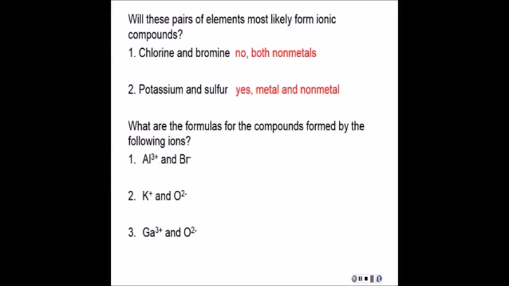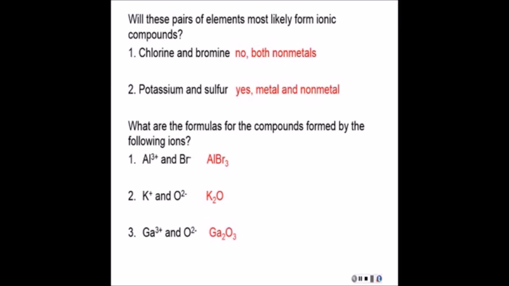Now what about for the formulas? You notice we have aluminum and bromide here. That's going to be AlBr3. Now you have potassium and oxide. It's going to take 2 potassiums to the 1 oxide. Good. Now for the last one, Ga +3 and O -2, it's going to be Ga2O3.